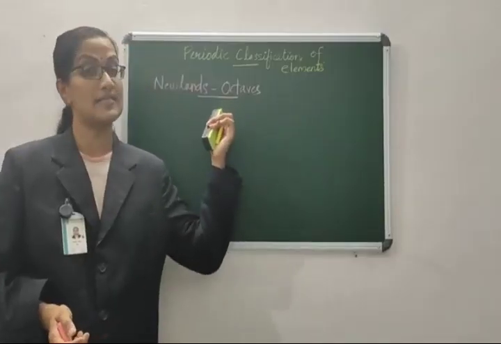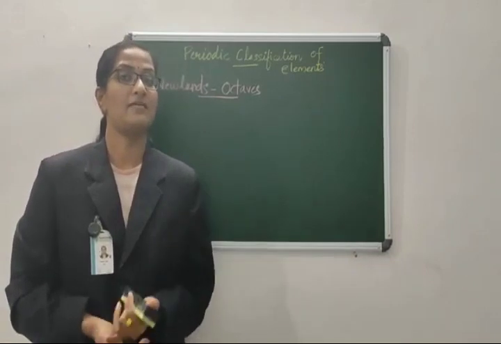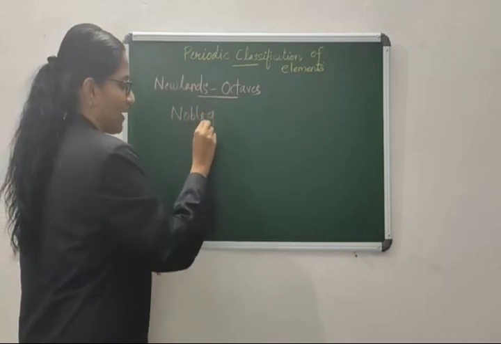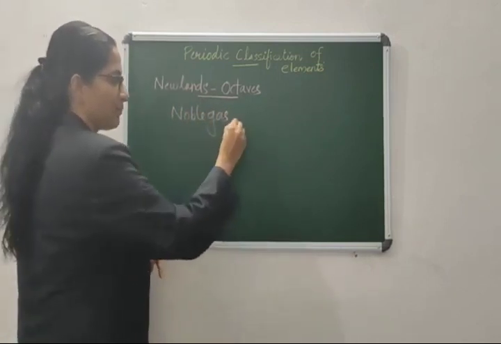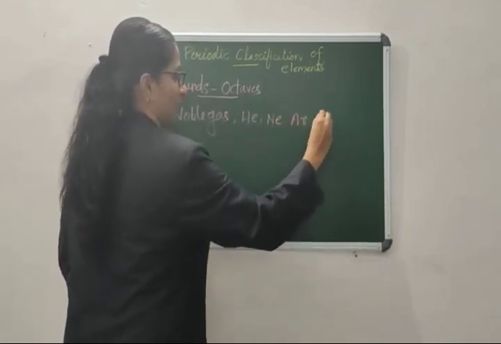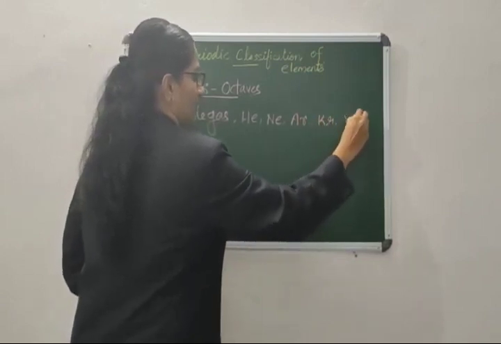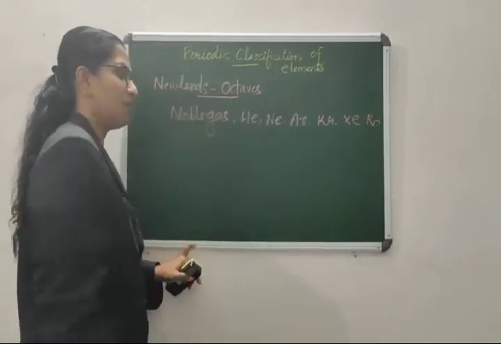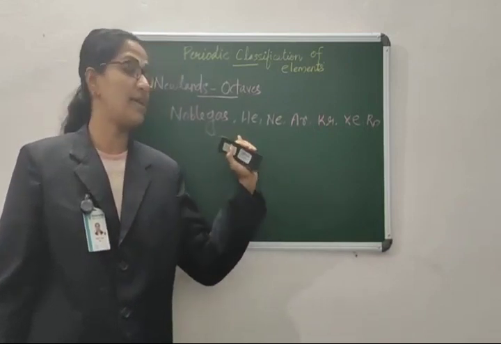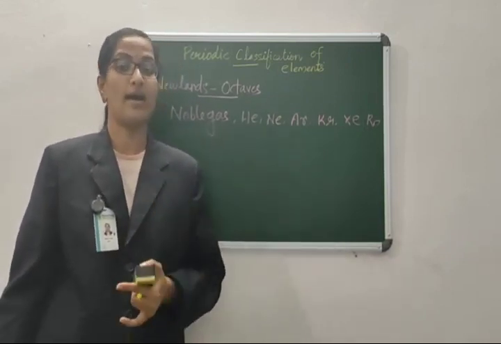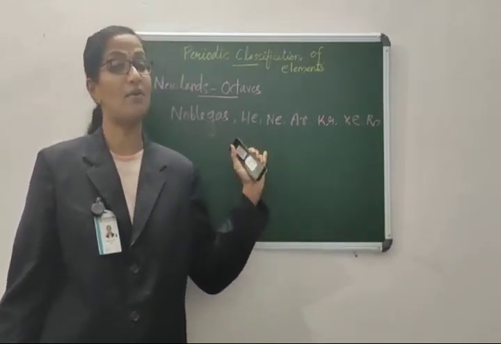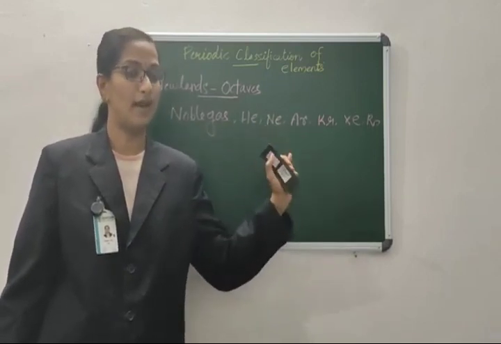At the time Newlands discovered the elements, there was a discovery of noble gases. So what are noble gases? Noble gases are known as inert gases. They are helium, neon, argon, krypton, xenon and radon. Where will he fit these noble gases? These noble gases show entirely different properties compared to the rest of the elements present in the Newlands table. Okay, he was unable to fit these elements in the Newlands octaves.